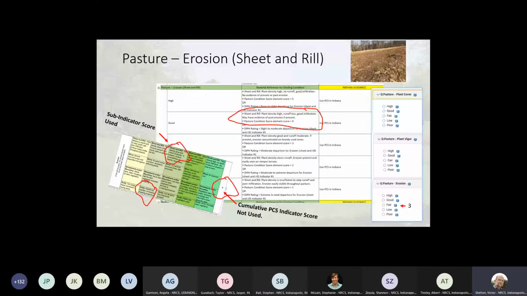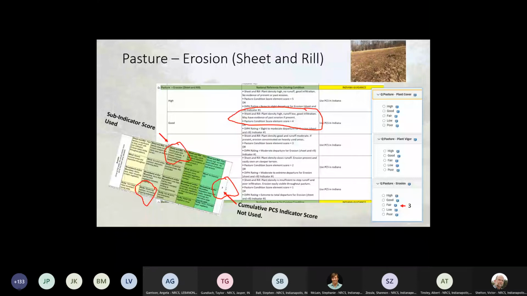We'll start with erosion on pasture. The component for answering sheet and rill erosion reflects 3 indicators: plant cover, plant vigor, and sheet and rill erosion under erosion. So when you're doing PCS in the field, you're rating each individual type of erosion by circling the rating for each. If it's not present, you can just leave it blank. We've talked about that before. The PCS score for erosion is reflective of the most adverse resource concern of erosion type.